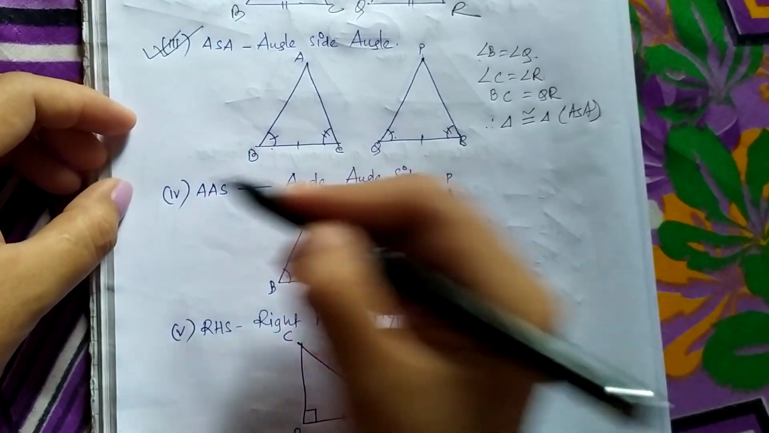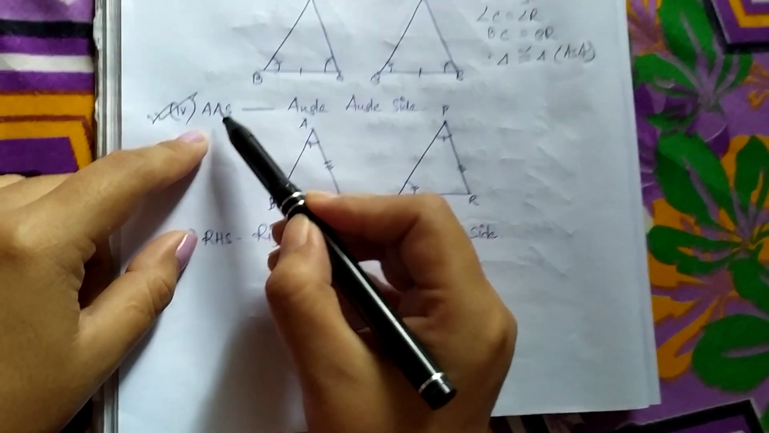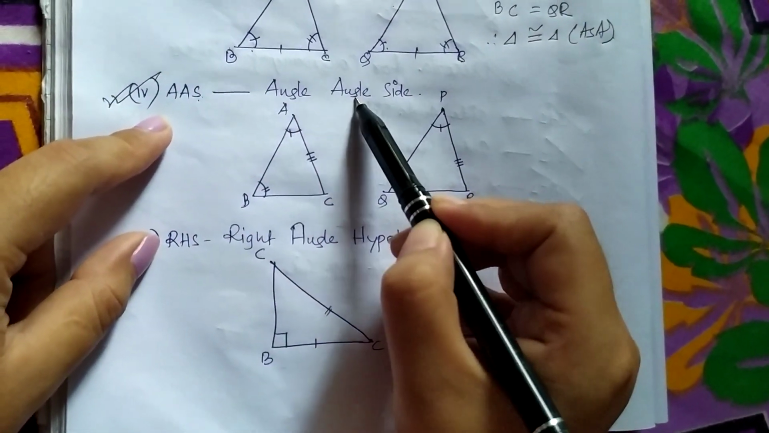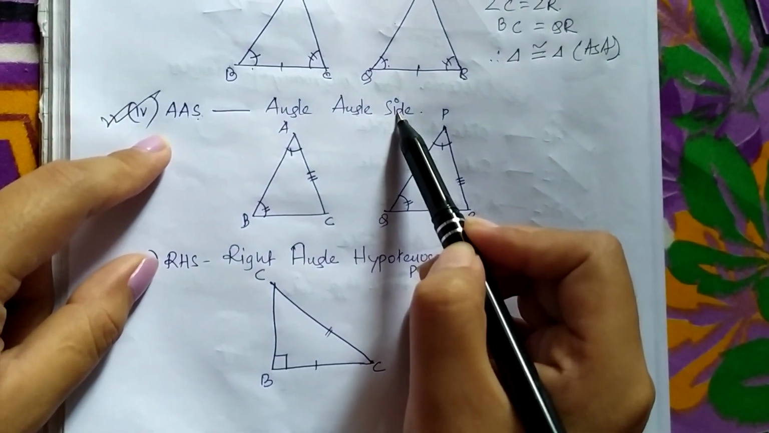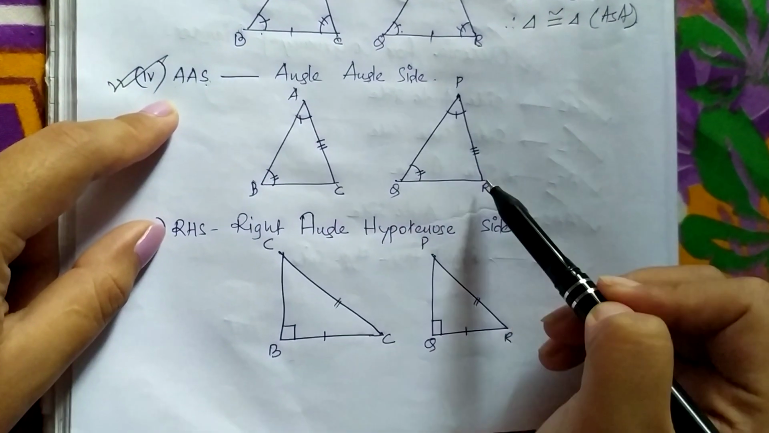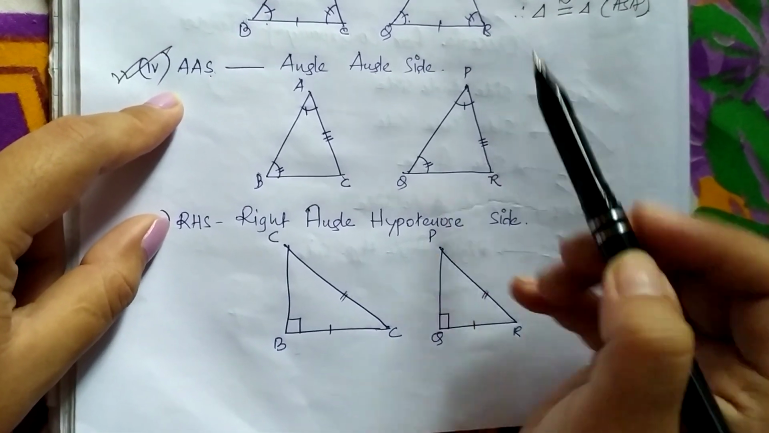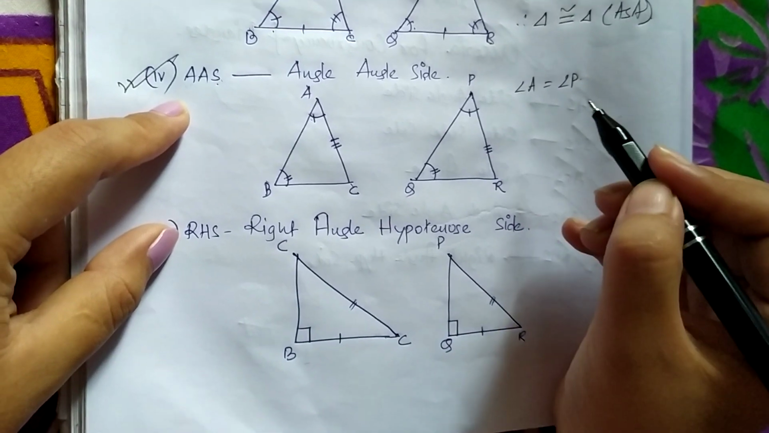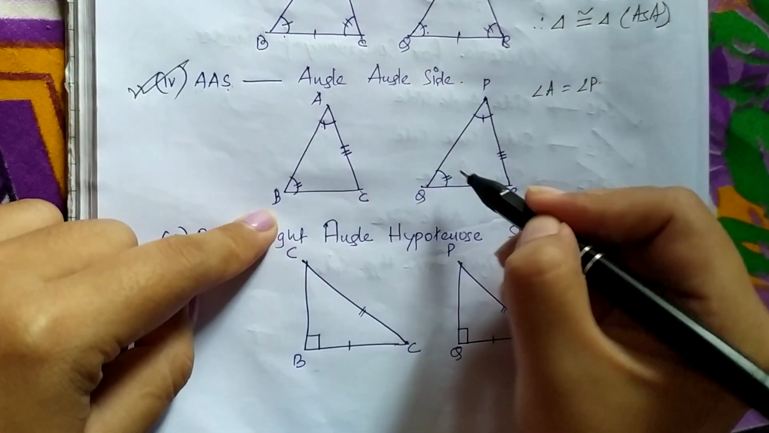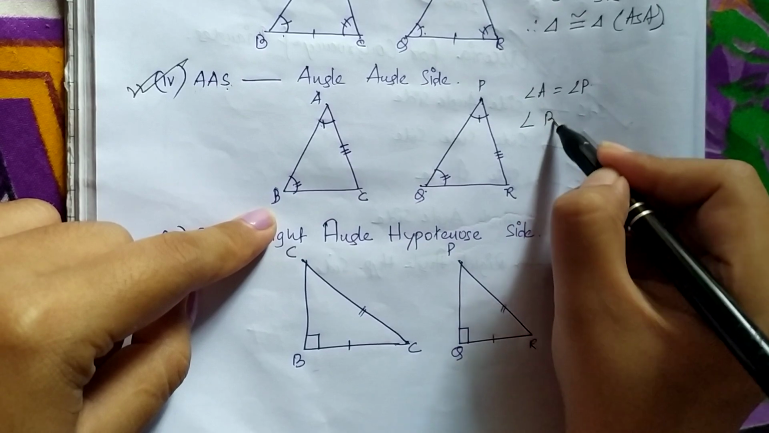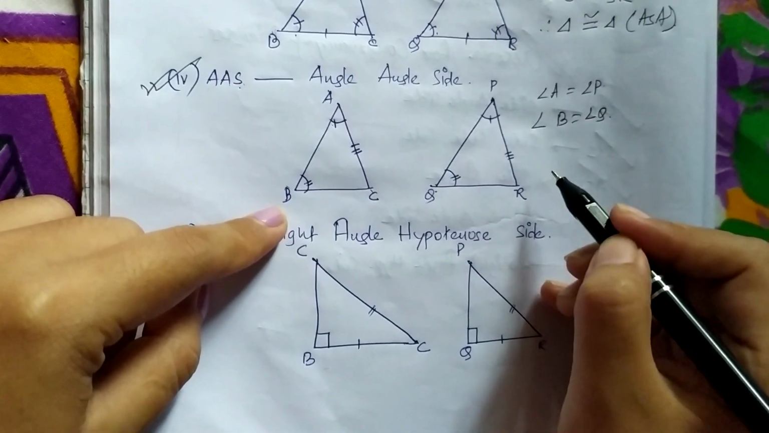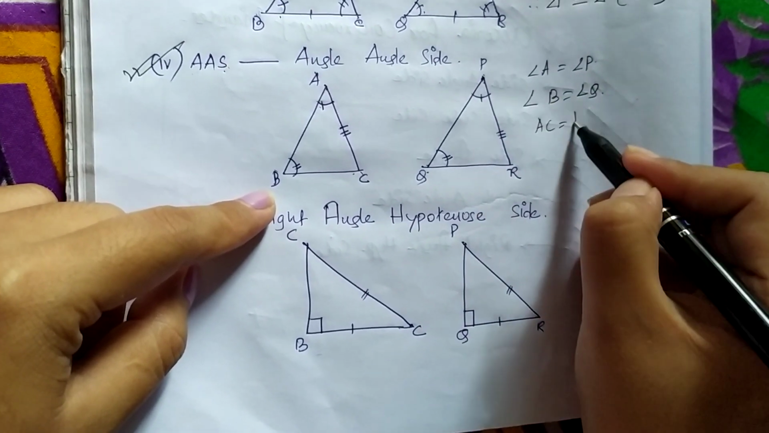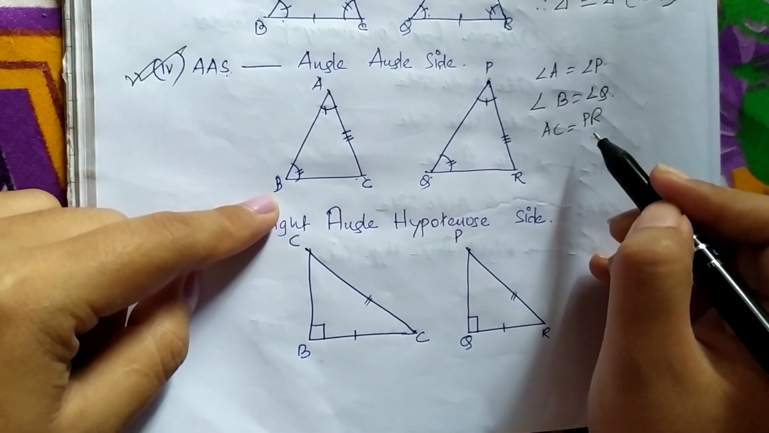Moving on to the fourth rule, that is the AAS rule, angle angle side rule. Again we have two respective triangles, triangle ABC and triangle PQR. Here also we have angle A equals angle P. Again, one more angle is equal, angle B equals angle Q, and in the last we have side AC equal to side PR. This will be given in the question itself, students.